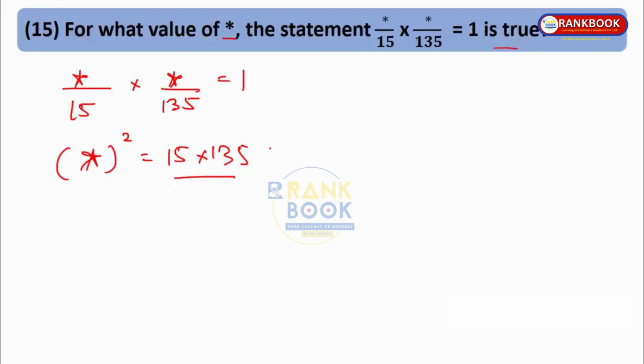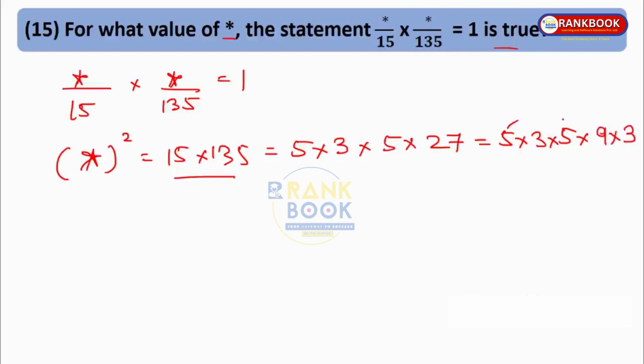So what to do? Very easy. Write the factors for 15. 5 into 3 is 15. Write the factors for 135. 135 can be divided by 5. So 5 into 5 2s are 10, 35 is 7, 27. So we have 5 into 3 into 5 into 27, which is nothing but 9 into 3.